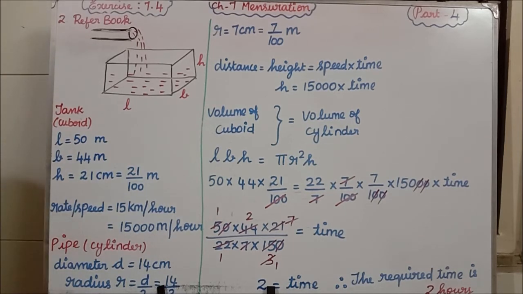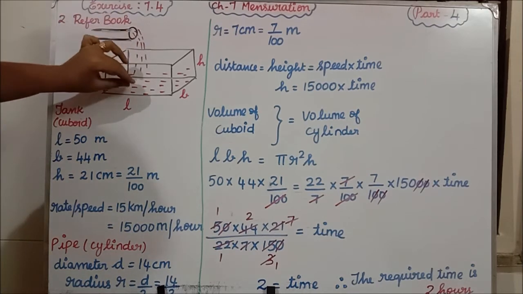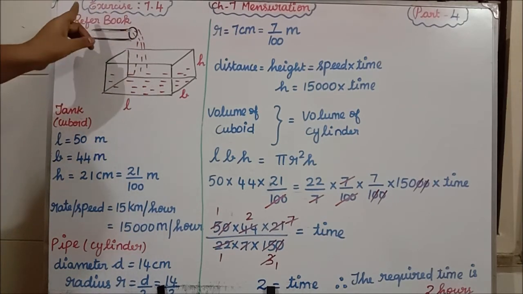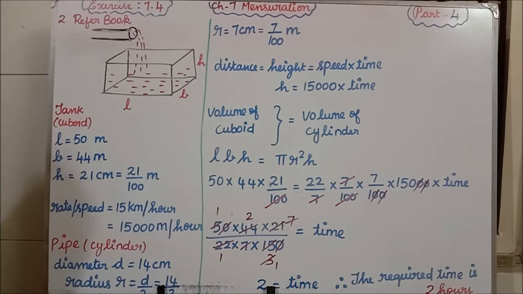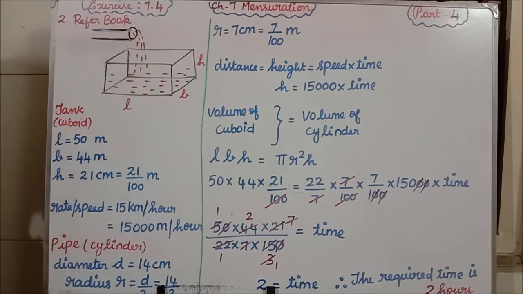Water is flowing at the rate of 15 km per hour. Okay, water is flowing from the pipe, it is flowing 15 km per hour through a pipe of diameter 14 centimeter. Okay, for diameter 14 centimeter means this hole is 14 centimeter. Okay, students, based on the hole only we can say whether water will come fast or water will come slow.